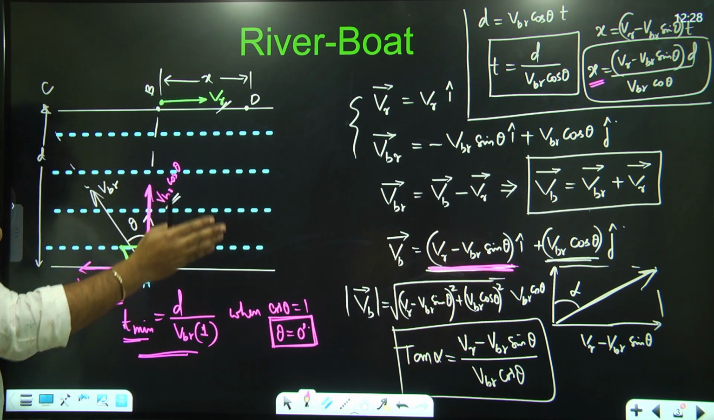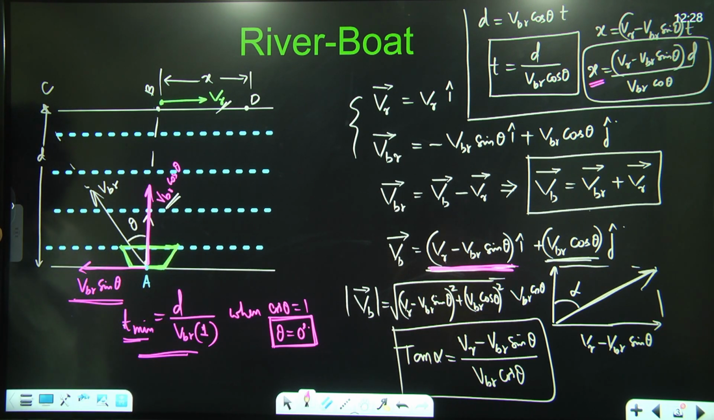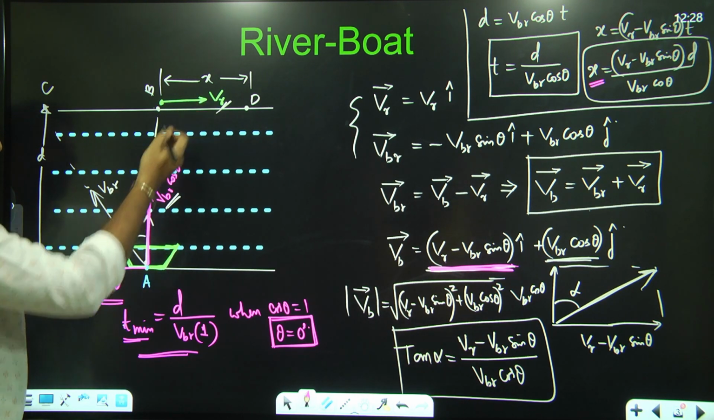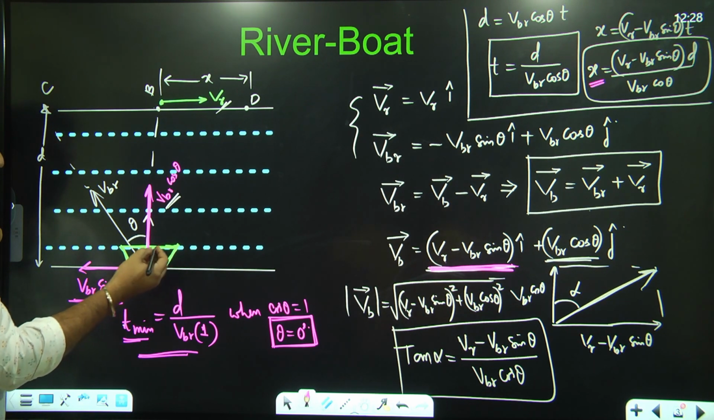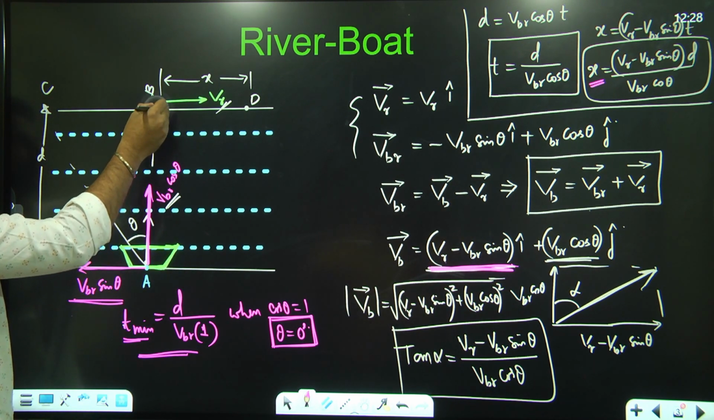So you will always be there with respect to a person who is standing on the ground. So the same logic I am applying here. If VBR sin theta is equal to VR, then the resultant horizontal displacement or horizontal velocity is 0. So the person goes to point B.